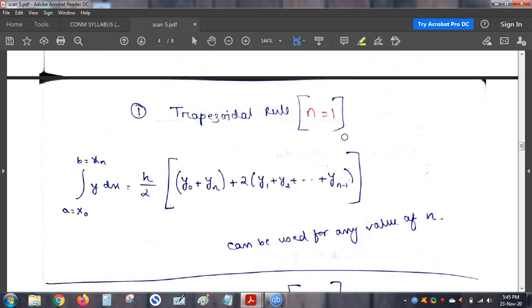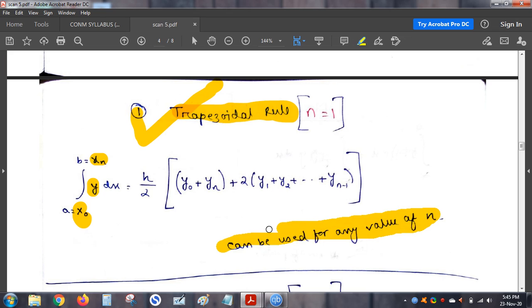If you select n equal to 1, in that case you will be using the trapezoidal rule. You will be getting this formula. Now if you want to integrate your function within the limits of x0 and xn, that is the minimum and the upper limit, then the formula is h by 2 times y0 plus yn plus 2 times y1 plus y2 up to y(n-1). Now this trapezoidal formula can be used for any value of n.